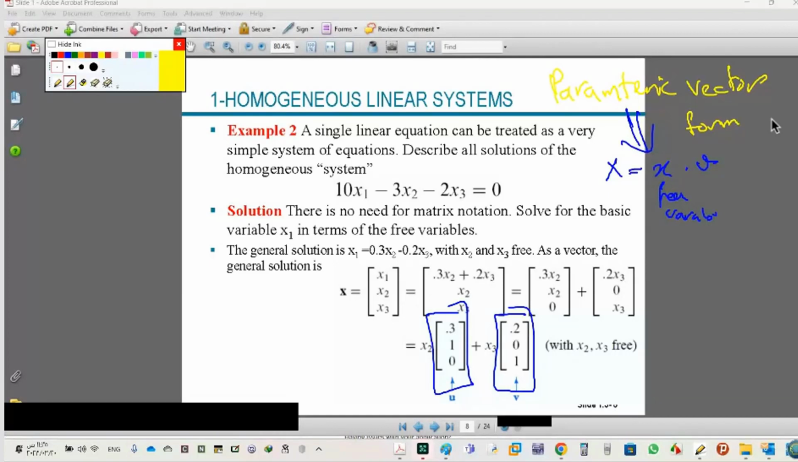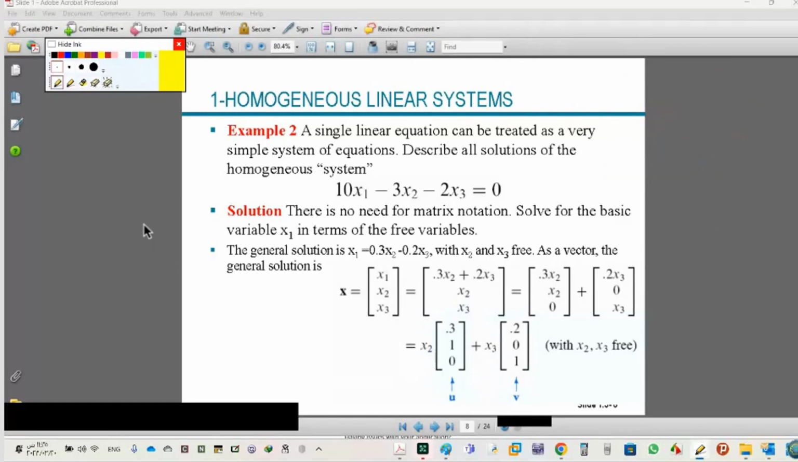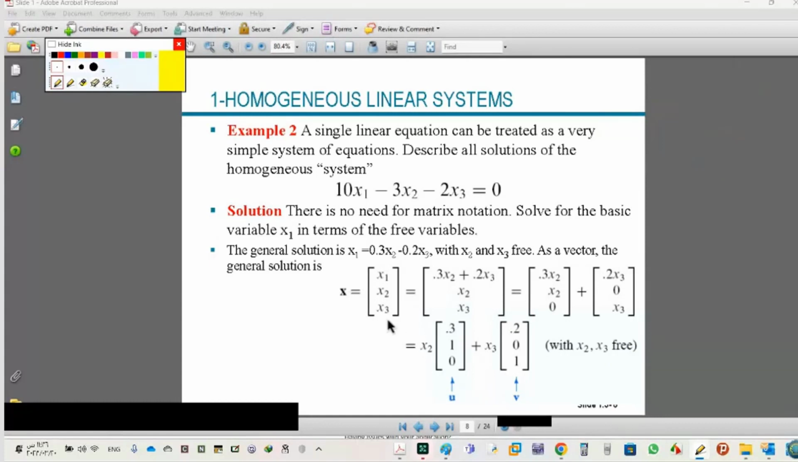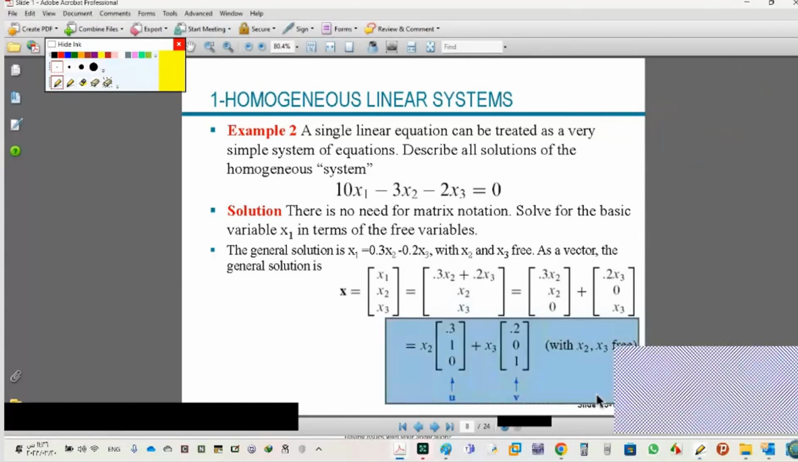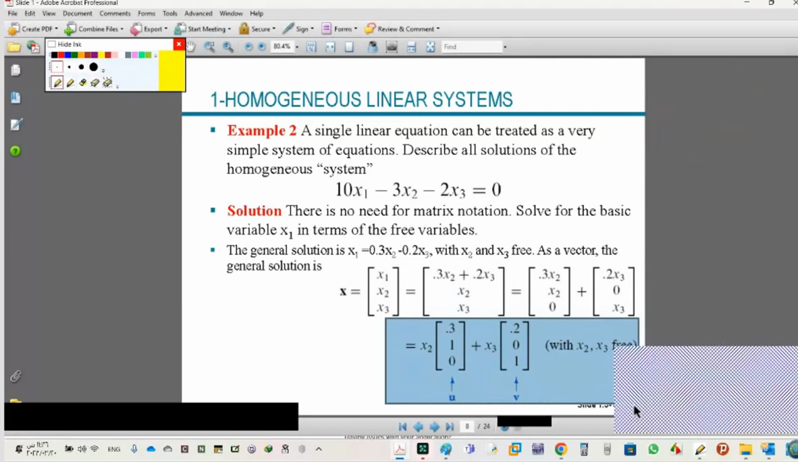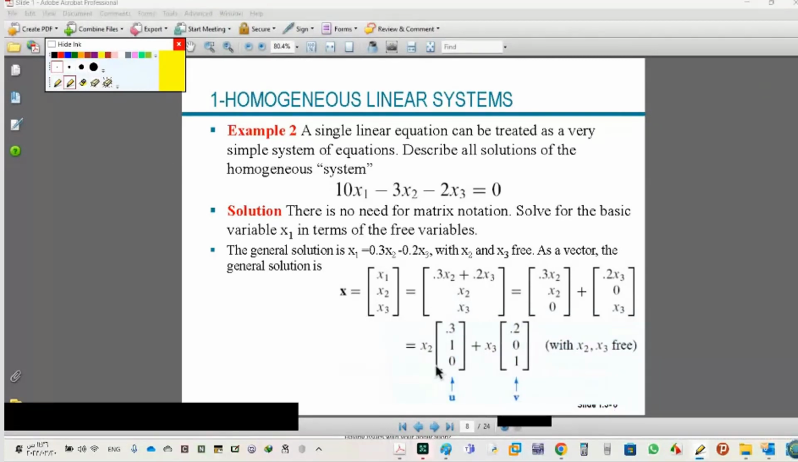Okay, now let's start. For this one, this is the answer. This is the answer. This is V. This is V1. This is V2. Or U1, U2, or U, V.